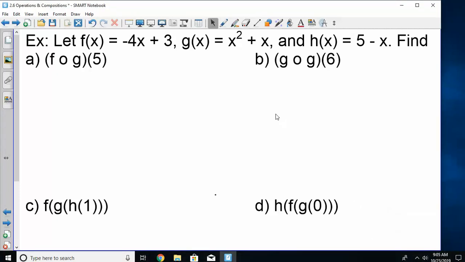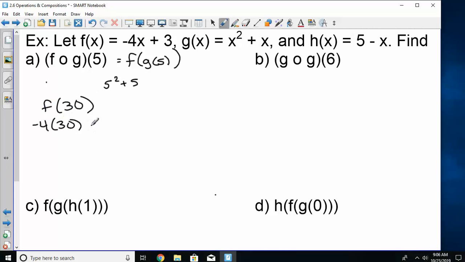If you're not done, that's okay. I wanted you to try at least a couple on your own. I think everybody's done at least that much. So this first one means f of g of 5. So you start out by plugging a 5 into g, and you get 30. So then you have to do f of 30. So you get negative 120 plus 3, so negative 117.